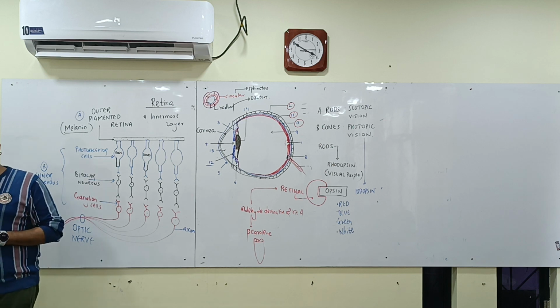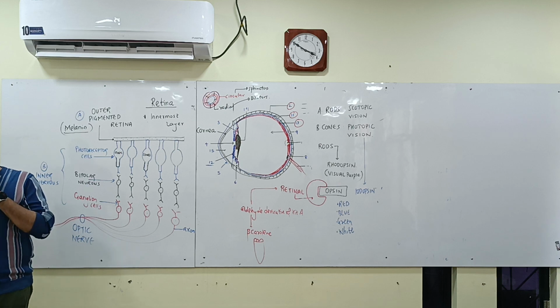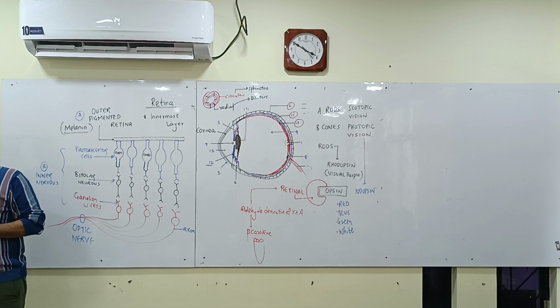Cones are made up of pigment called iodopsin. Rhodopsin or iodopsin? Iodopsin. How many types of cones are there? 3. What are they? Equal stimulation of all the 3 cones will give you white light. Okay. The rod cells are made up of a protein called rhodopsin.